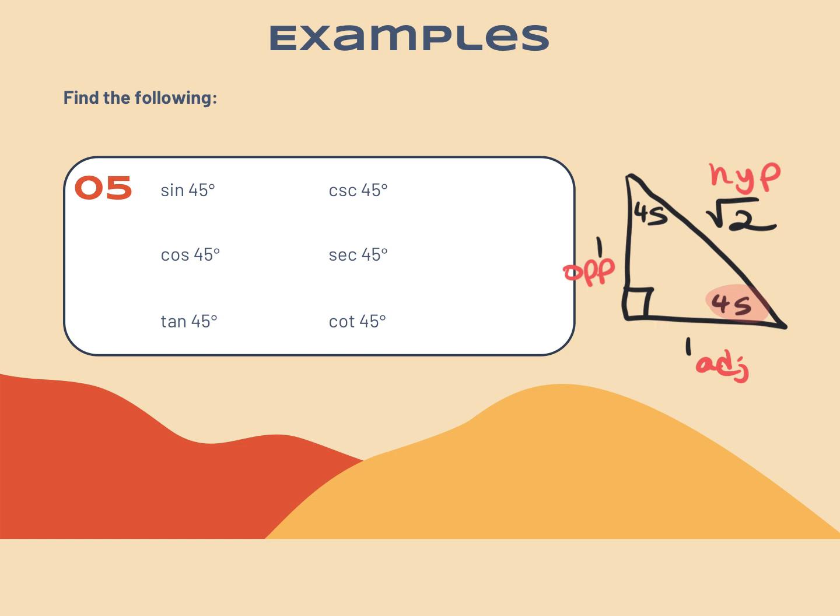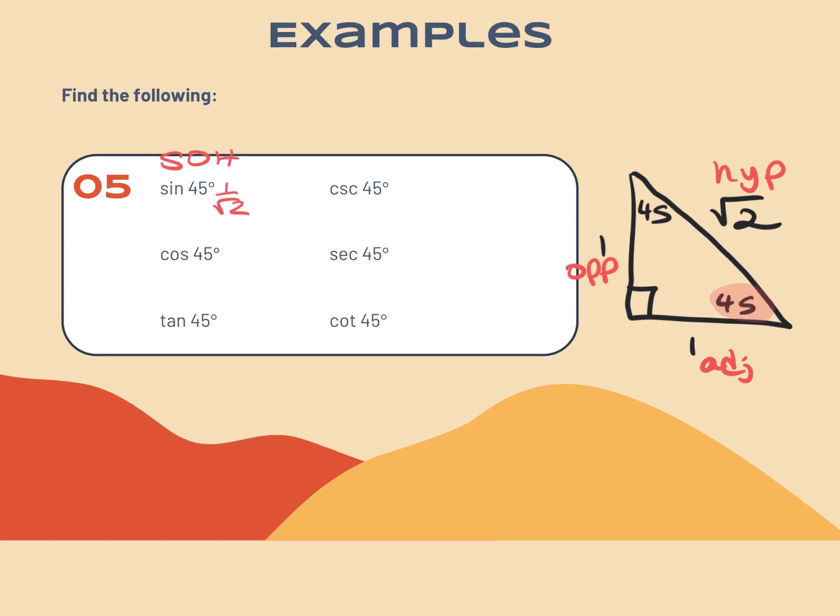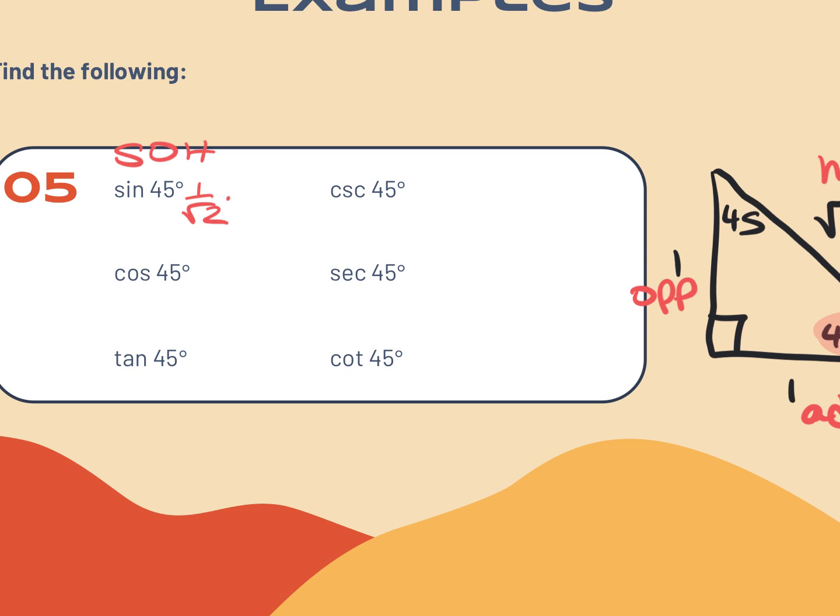So again, for sine, we're going to do our opposite over hypotenuse. So 1 over the square root of 2. I've got to rationalize. Square root 2 over 2 is the sine of 45. Now again, when I go to do the reciprocal, don't take the rationalized answer. Go back to this one and then just flip it. And then it goes to just the square root of 2.